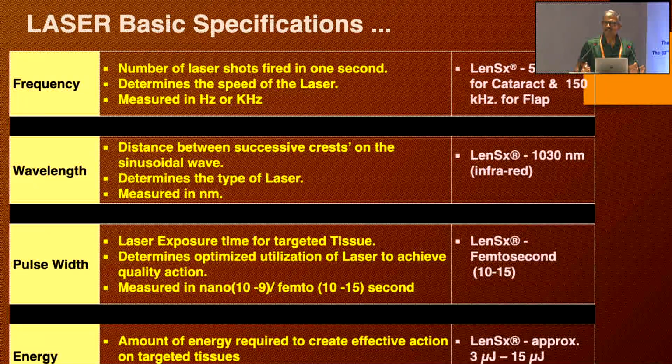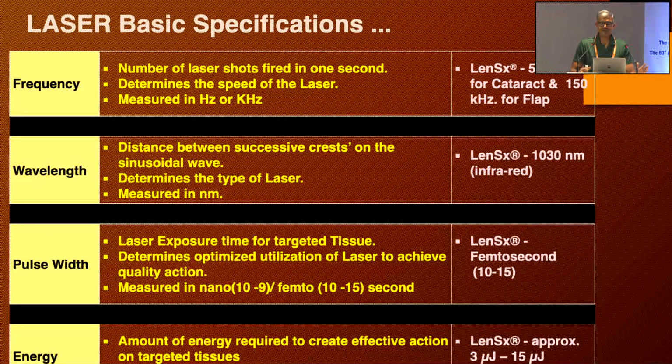Wavelength, as we know with any light, is the distance between two successive crests or troughs in a sinusoidal wave. This determines the type of laser, and femto is an infrared laser operating in the 1030 nanometer range. Pulse width is the laser exposure time for the targeted tissue. It's 10 to the power minus 9 for nano, 10 to the power minus 15 for femto, and 10 to the power minus 12 for pico. Out of the platforms in the industry, the LensR is actually a picosecond laser. It's not strictly a femtosecond laser, but the other platforms are all femtosecond.